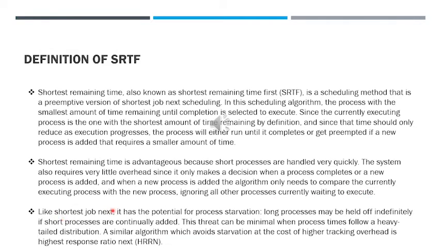Like shortest job next, it has the potential for process starvation. Long processes may be held up indefinitely if short processes are continually added. This threat can be minimal if process time follows a heavy tail distribution. A similar algorithm which avoids starvation at the cost of higher tracking overhead is highest response ratio next or HRRN.